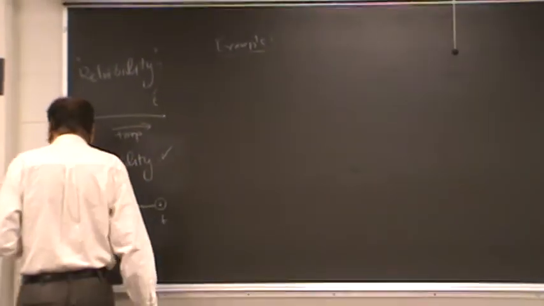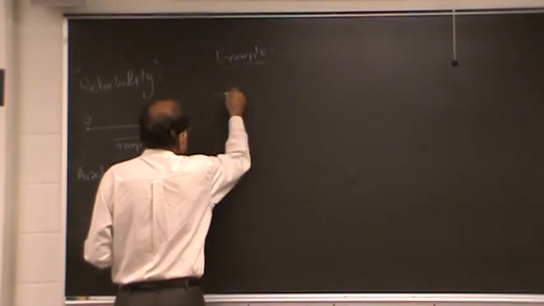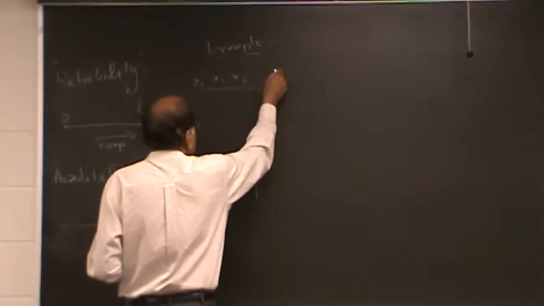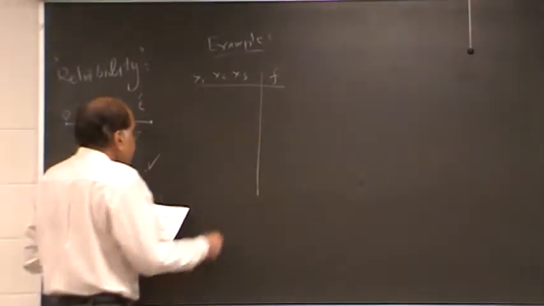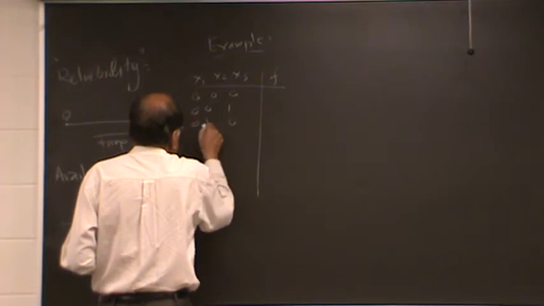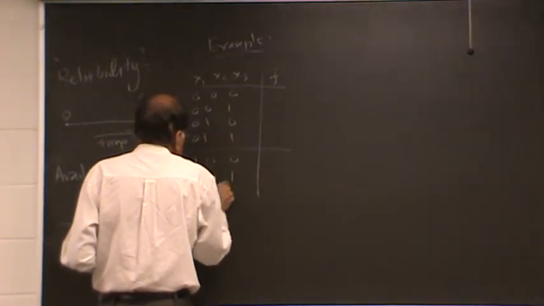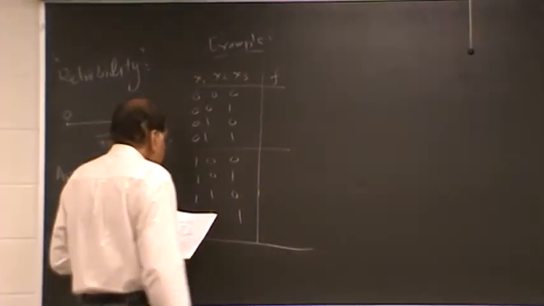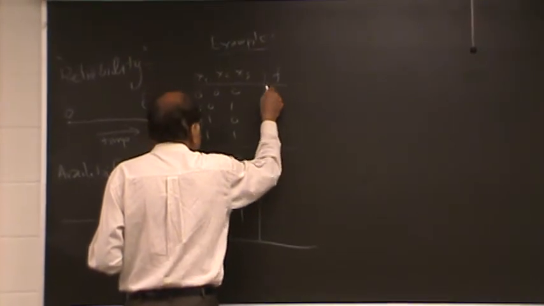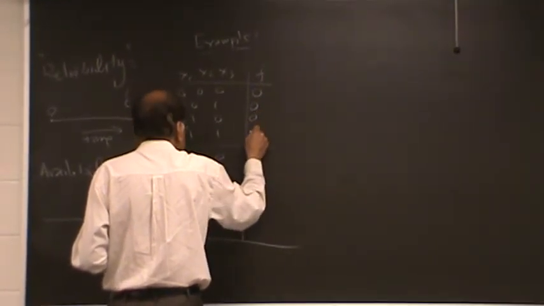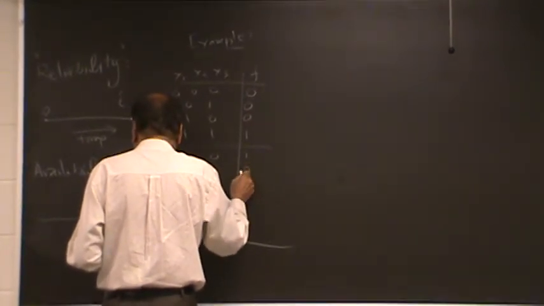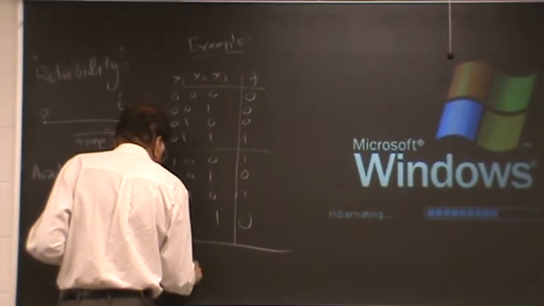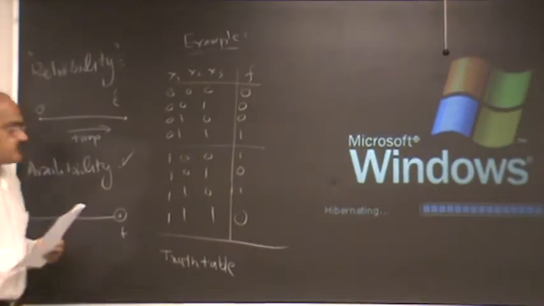Combinational circuit, and let us assume that we have three inputs and one output, and the inputs are x1, x2, and x3, and our output is perhaps called f, and here are all the combinations. And let us assume that our function f is specified in this way. So here is the truth table. And we want to implement this.